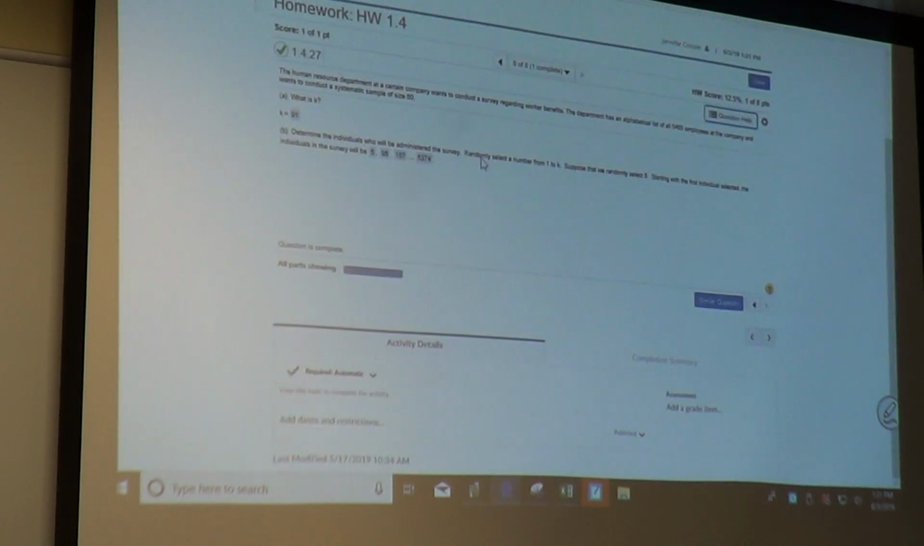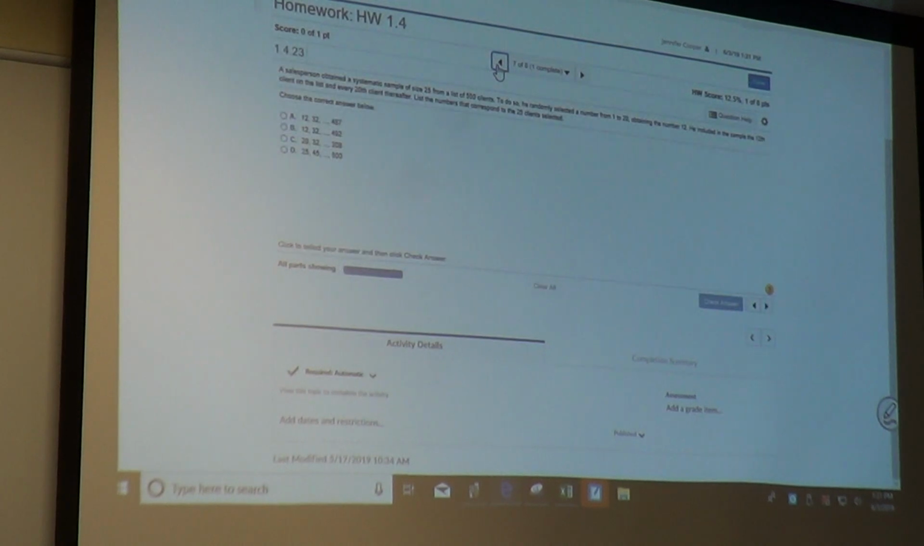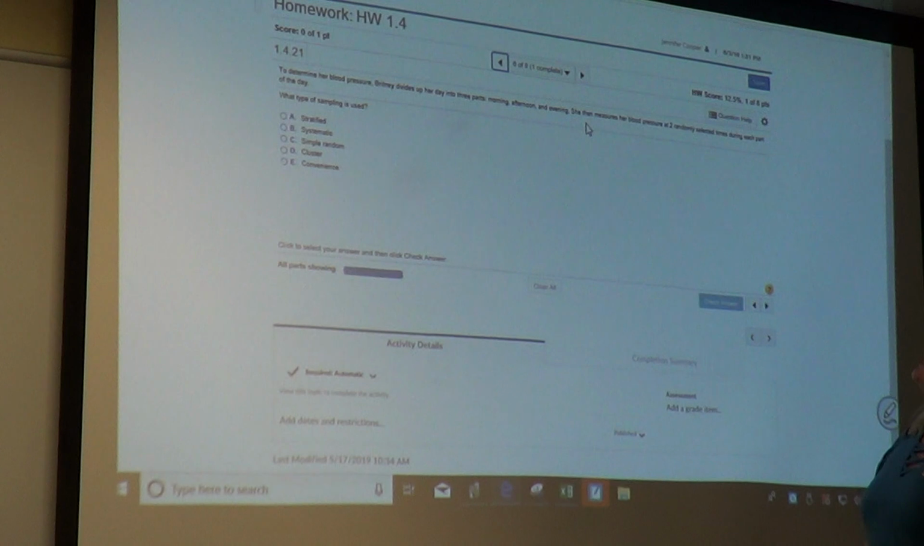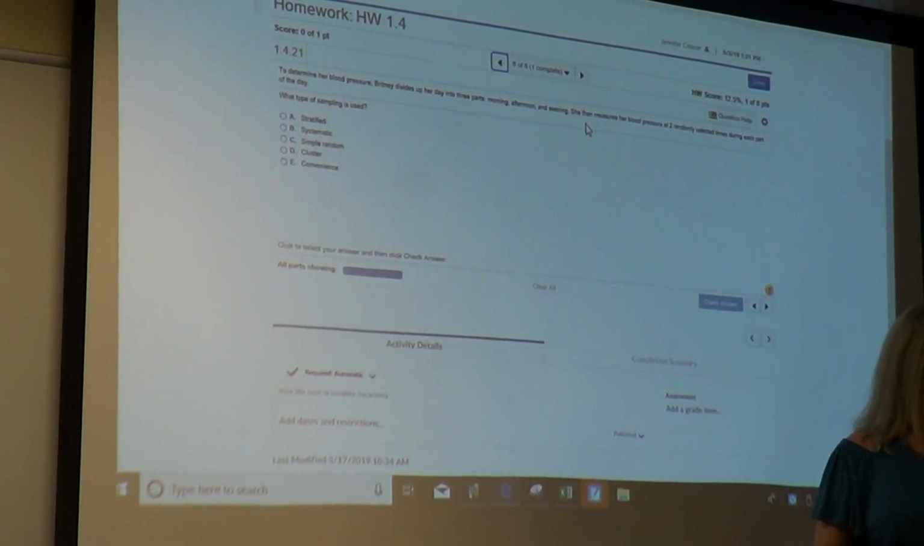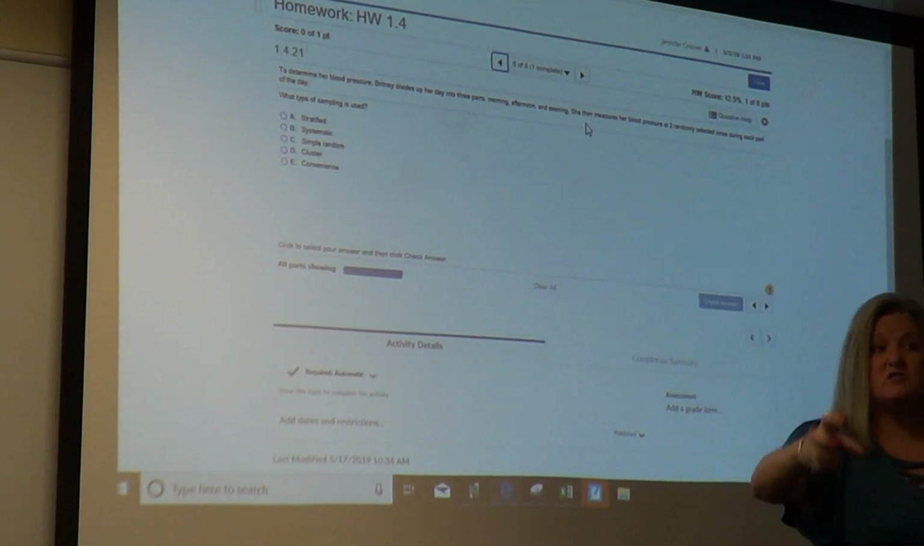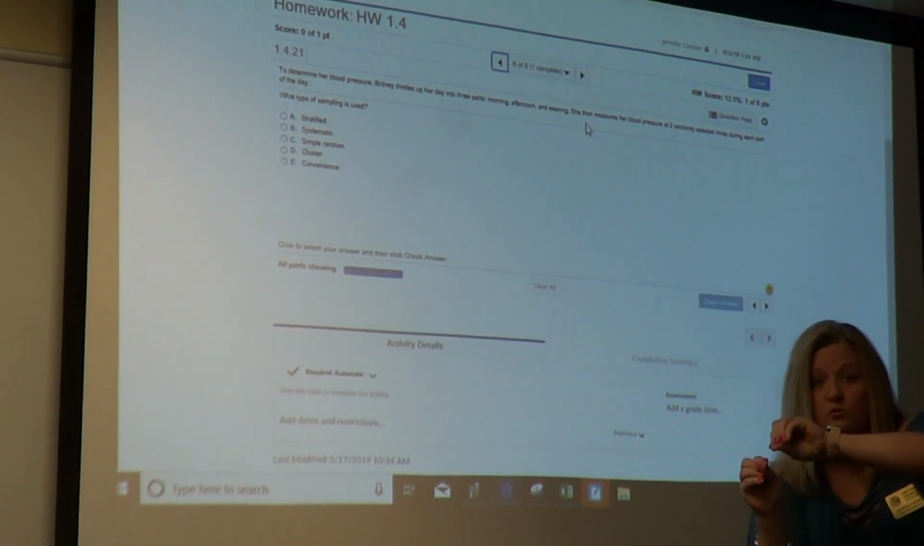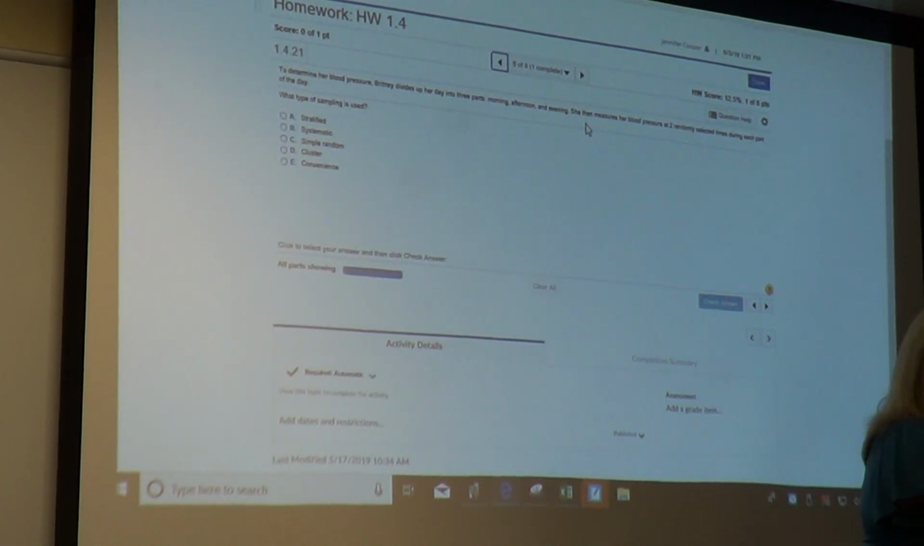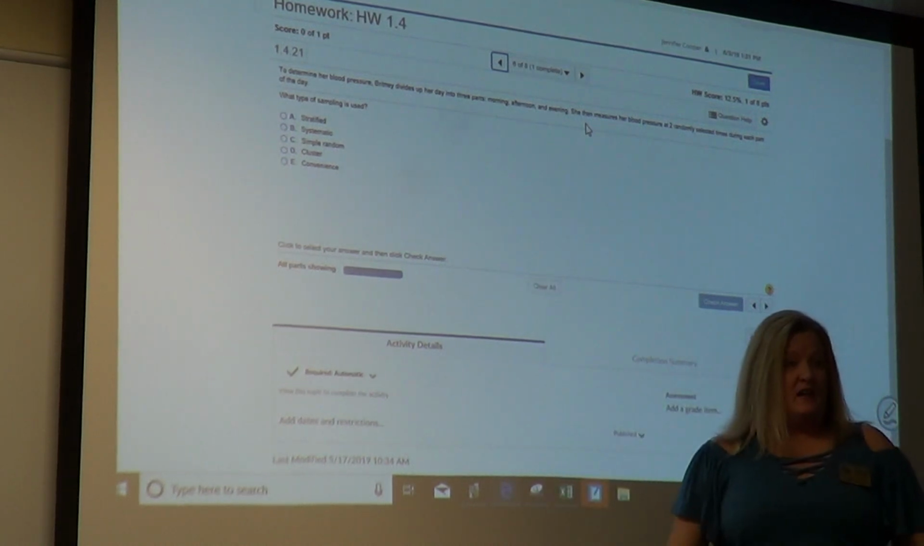And just to show you that all problems are not this hard, let me scroll back for a minute. To determine her blood pressure, Brittany divides up her day into 3 parts, morning, afternoon, and evening. What is that telling you? Classrooms. So it's either going to be which one of these 2? Cluster or stratified. She then measures her blood pressure at 2 randomly selected times during each part of the day. Stratified. So we have morning, afternoon, and evening. We go to morning. We don't use all of the morning times. We just pick 2. 2 and 2. We're not taking the whole cluster, so this one's going to be stratified.